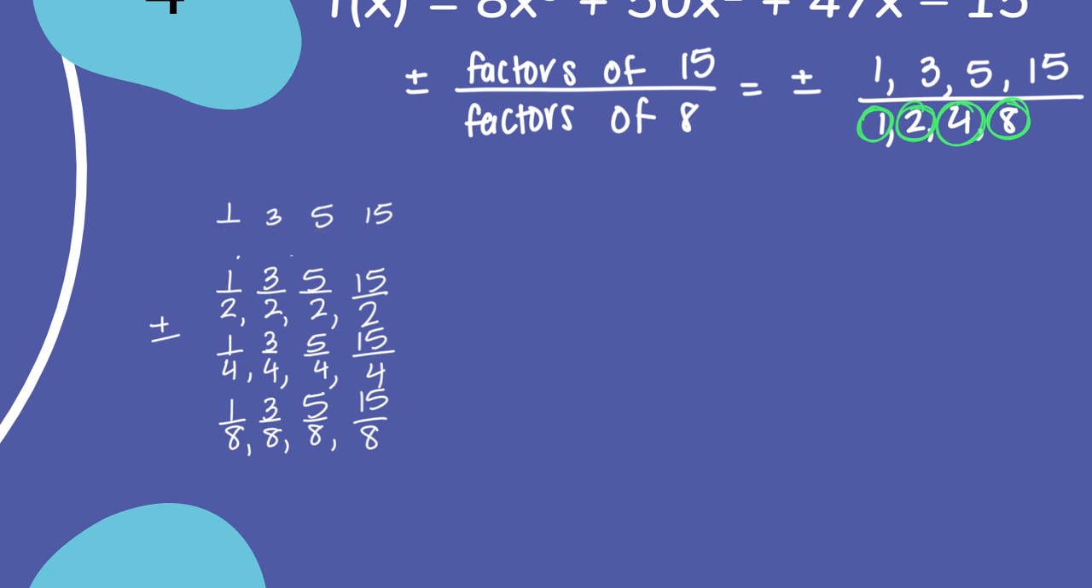So I have 3, 1, 3, 5, and 15. And these are my possible answers. Now, how do I determine what works and what doesn't? I'm going to use my synthetic division. So this is when my trial and error comes first.